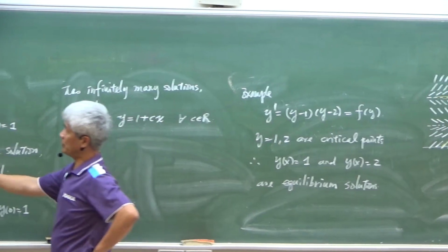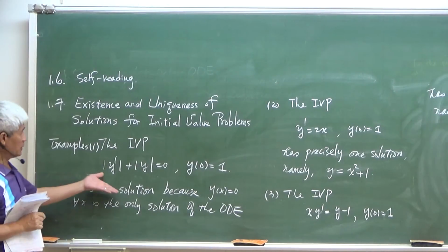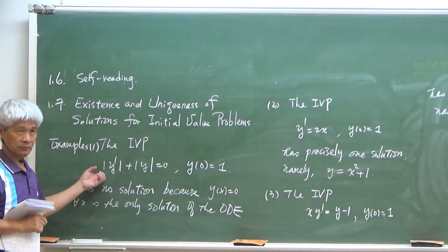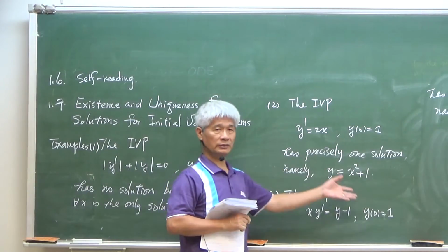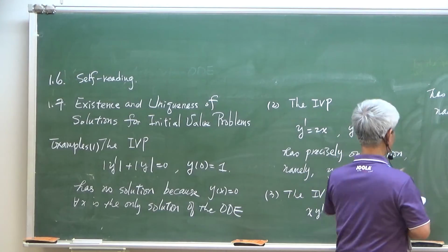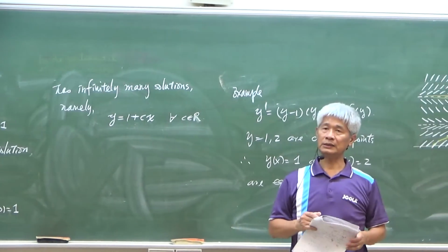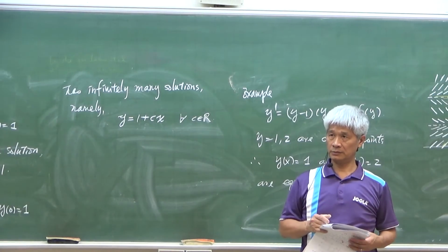So the first example tells you that you have no solution. The second example tells you that you have exactly one solution. And the third example tells you that there are infinitely many solutions for the initial value problem.